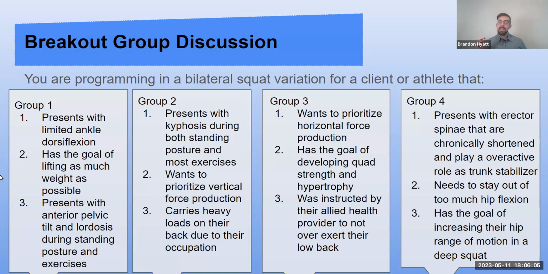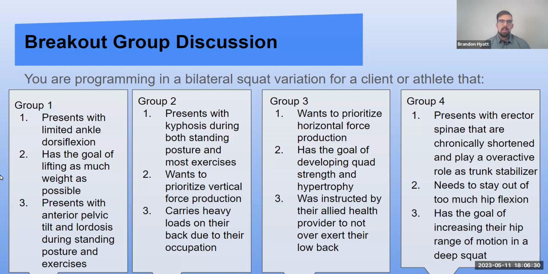All right, so this client now needs to stay out of too much hip flexion. They're having hip flexion induced pain. We're not going to try to figure out what the pain's coming from right now. We just want to find an entry point exercise to get them training. What are we going to do? Well, we're going to do an exercise with less hip flexion, and that is a front squat variation. Pick any one of them.